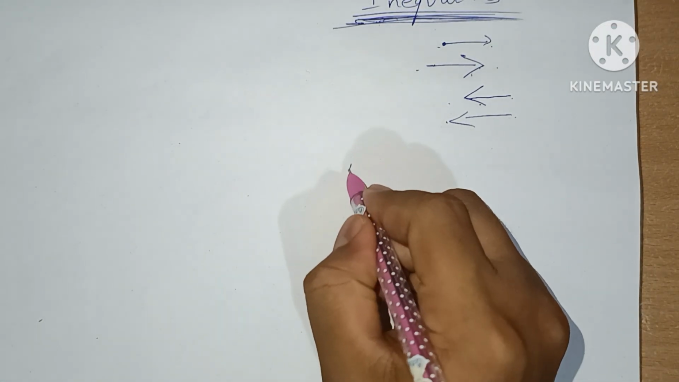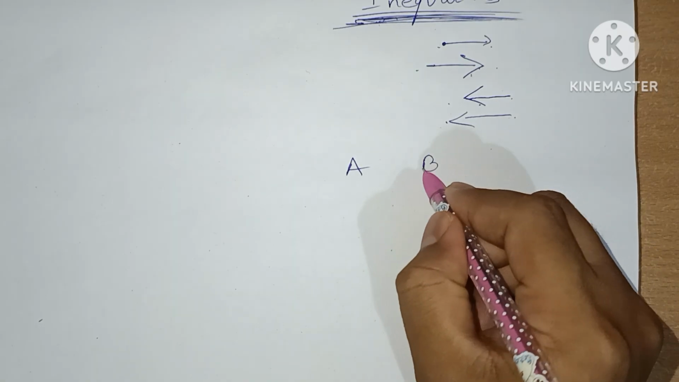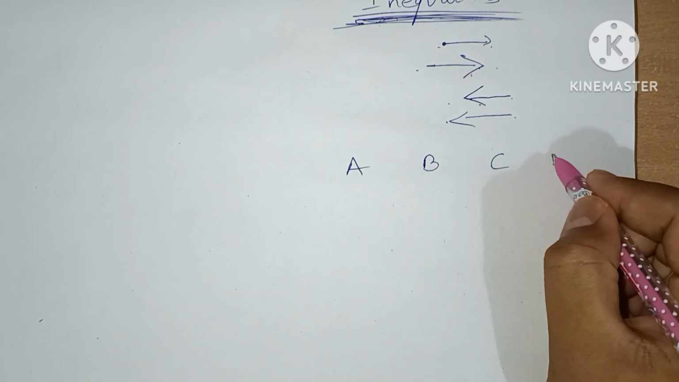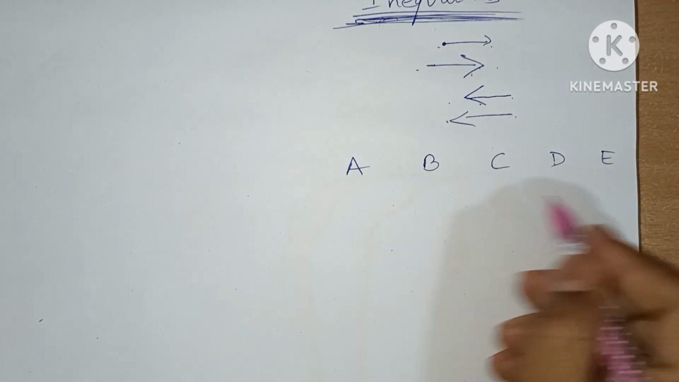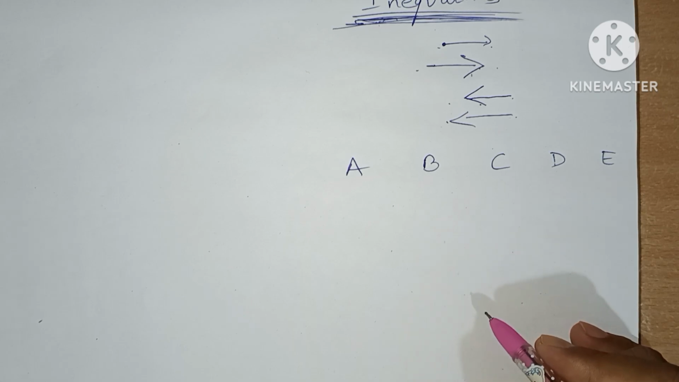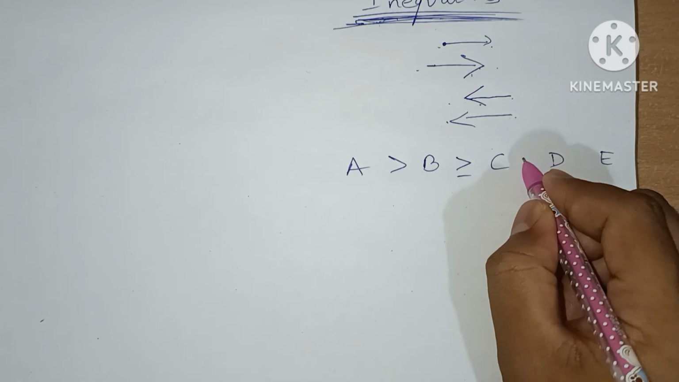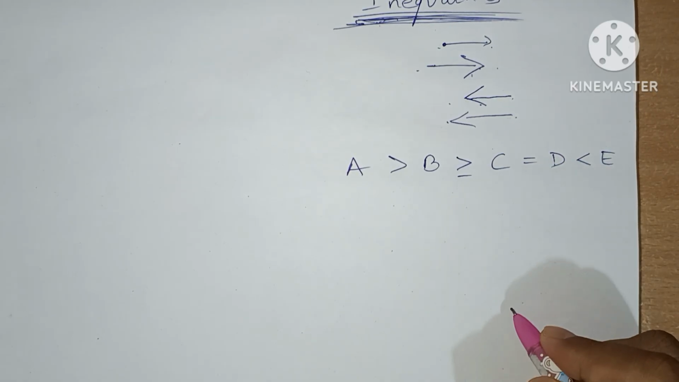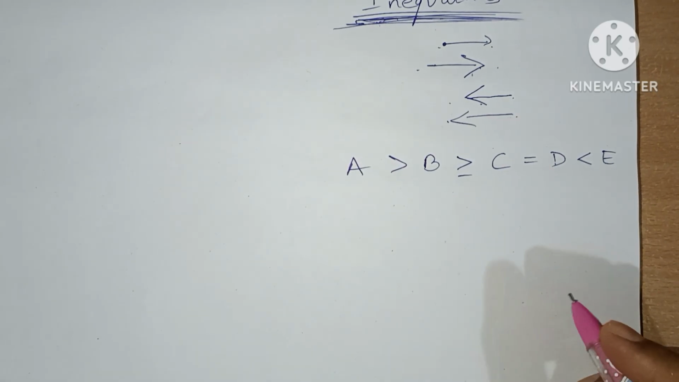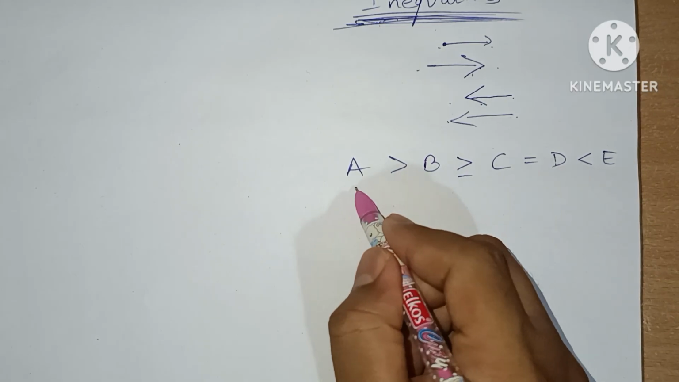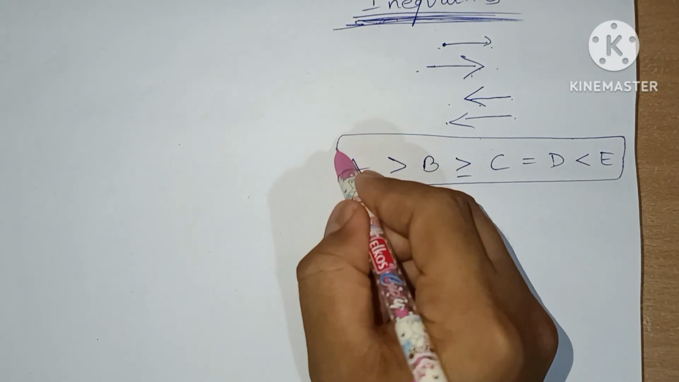Let's assume there are 5 stations like A, B, C, D and E. These are 5 stations. Here we see some symbols like these. So here we got a statement of inequalities.